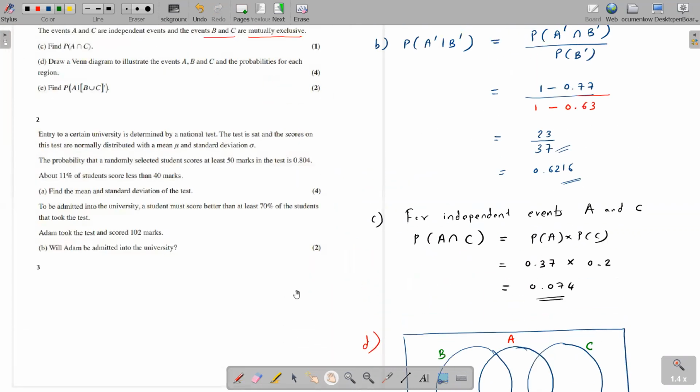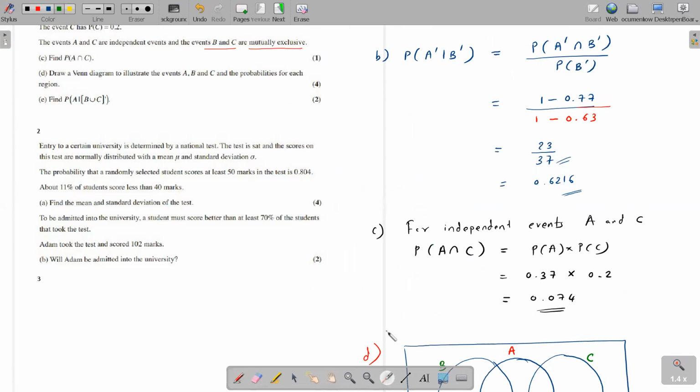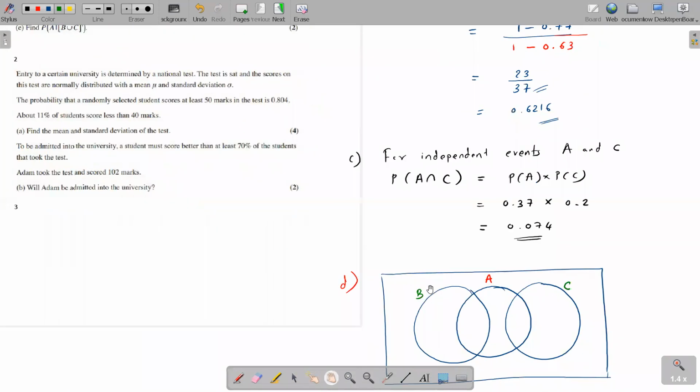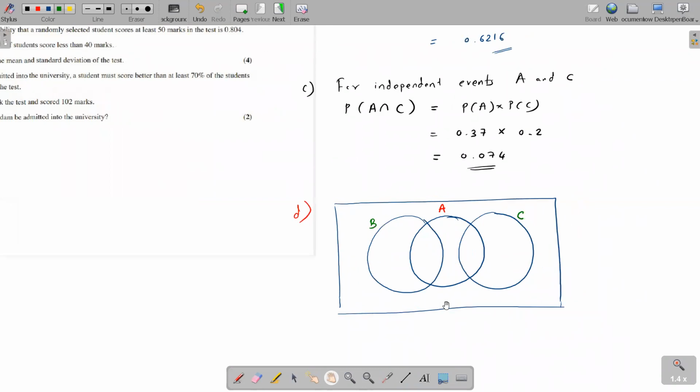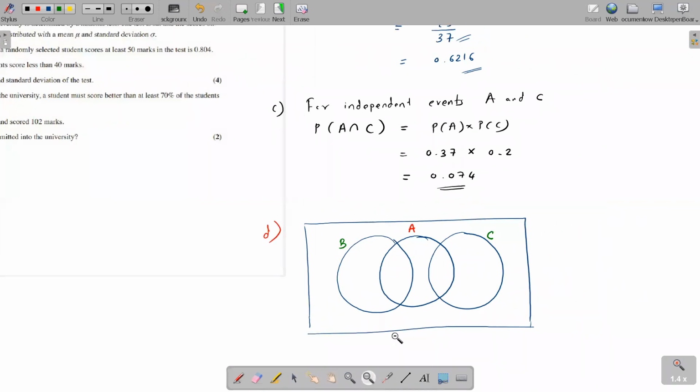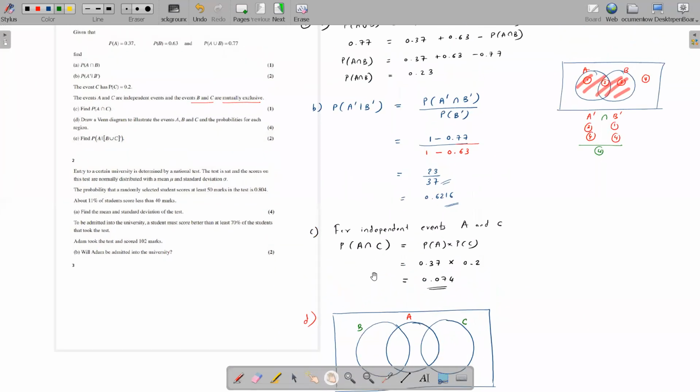Now your task is, when they ask you to draw the Venn diagram, to illustrate events A, B, C and the probabilities for each region. So you have to give the probabilities for each and every region. Shall we start? What are the probabilities that we know to this point?